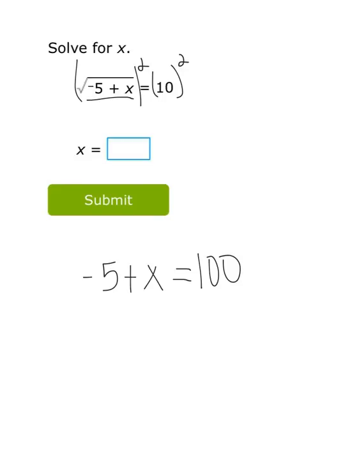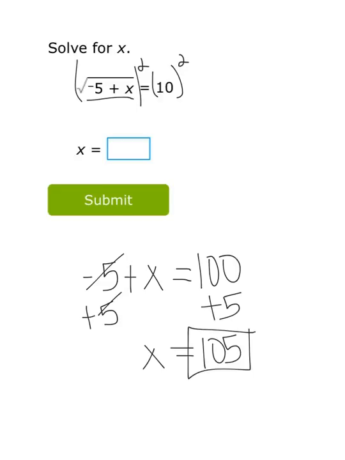Now all you have to do is solve for x. So I would add 5 to each side, and I would just be left with x equals 105. Alright, next example.